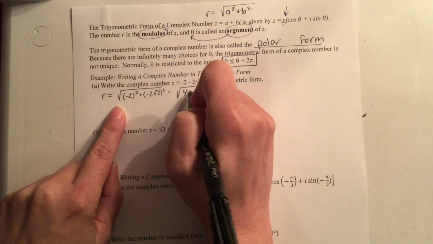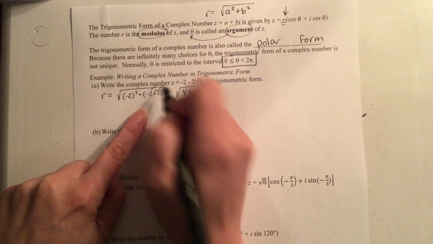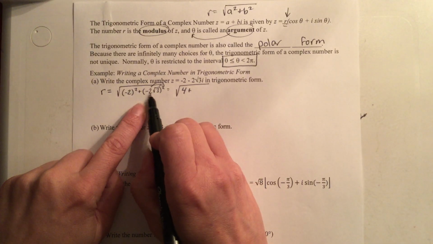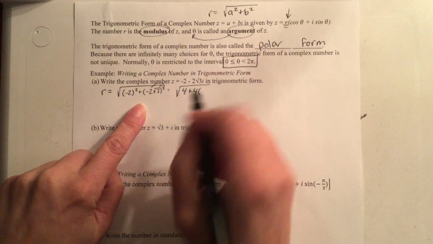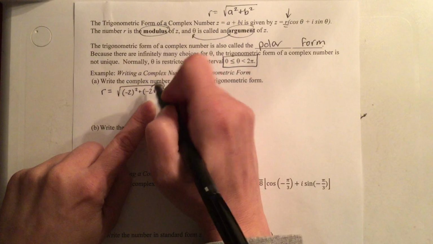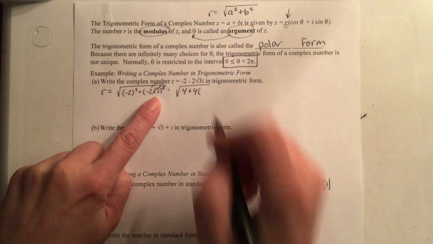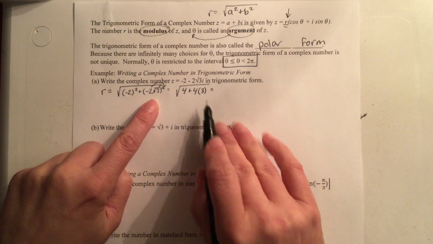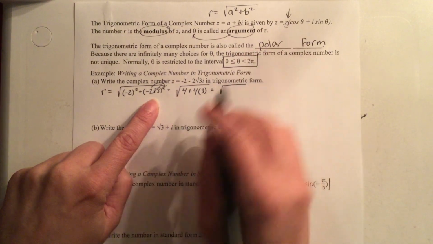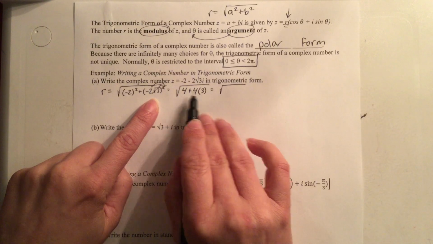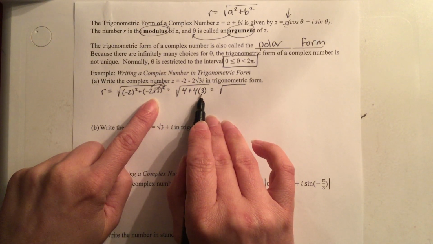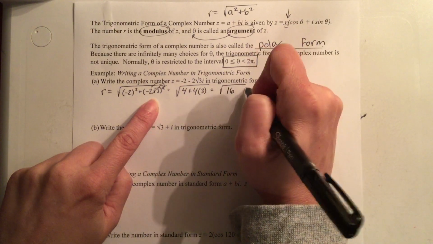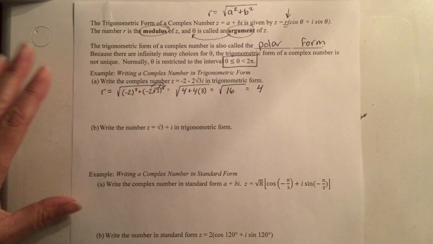-2 squared is 4, plus this exponent has to go to both the -2 and the square root of 3. -2 squared is 4 times, now if I square the square root, this is going to cancel, but remember it never changes whatever's underneath the radical symbol. So this does stay a 3. Order of operations, you would multiply before you add. So 4 times 3 is 12. 12 plus 4 is 16. Square root of 16 is 4.